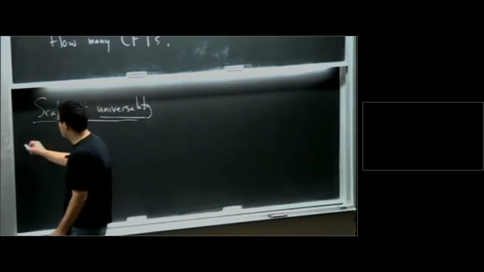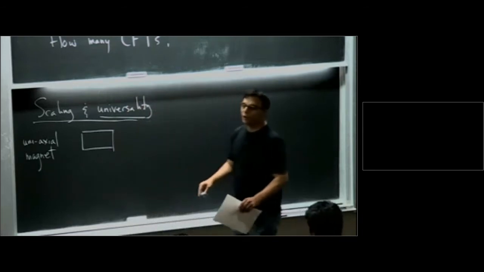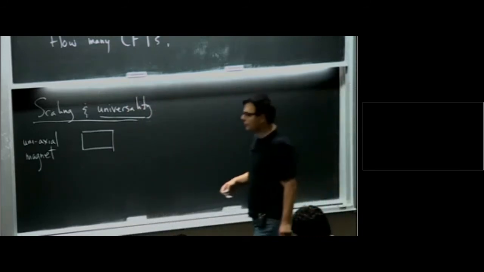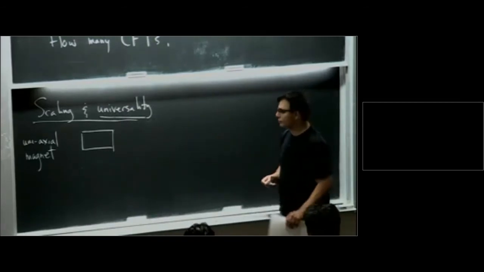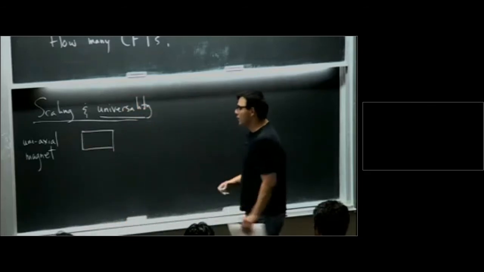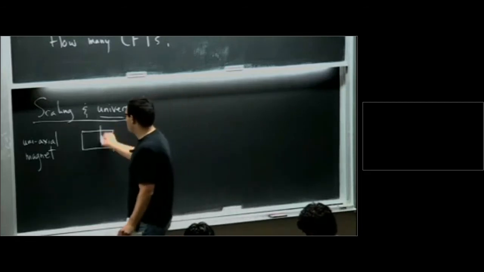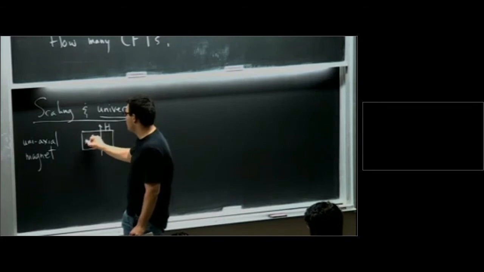I'll give several examples. The first example is a uniaxial magnet, which is just a piece of material where the spins are preferentially oriented along a certain axis. So that's why it's called uniaxial. And they like to be aligned with each other. And we're going to put it in some external magnetic field, H, oriented along this preferential axis, and measure the magnetization.